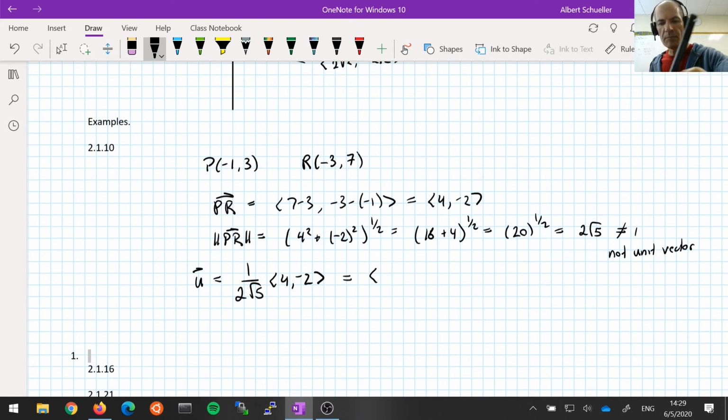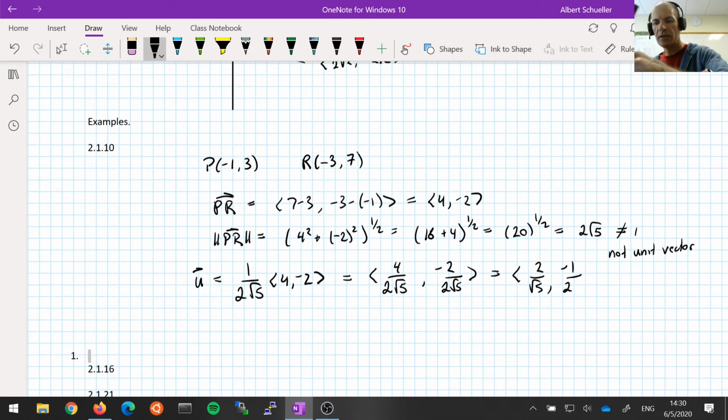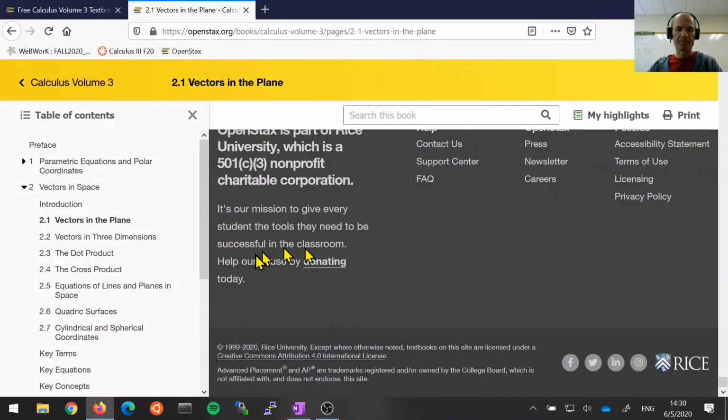On the other hand, maybe in web work or in other contexts, you might be asked to distribute the scalar multiplication onto the vector, in which case you get something like this. And then I would ask that you, in that situation, simplify it a bit. 2 over root 5 and negative 1 over 2 over root 5. And that's the unit vector that points in the direction of PR.